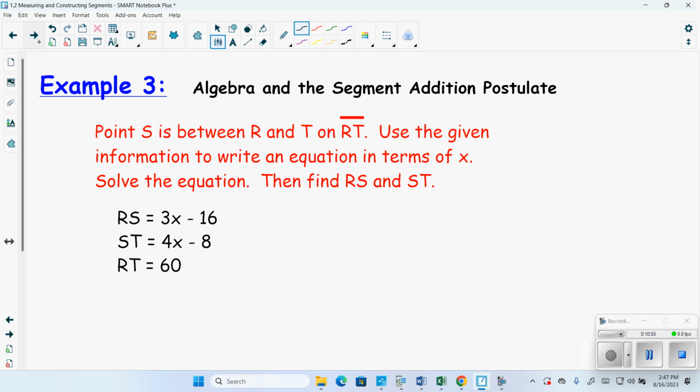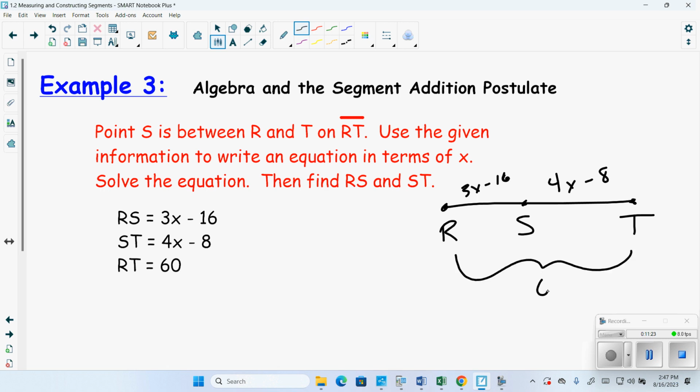Point S is between R and T. Draw the picture. So here's a segment. Here's R, here's T. Put point S somewhere in the middle. Now, you are given RS, 3x minus 16. You're given ST, 4x minus 8. And then you're given RT is 60. Write an equation using what you know. So if I take RS and I take ST, it's going to equal RT.